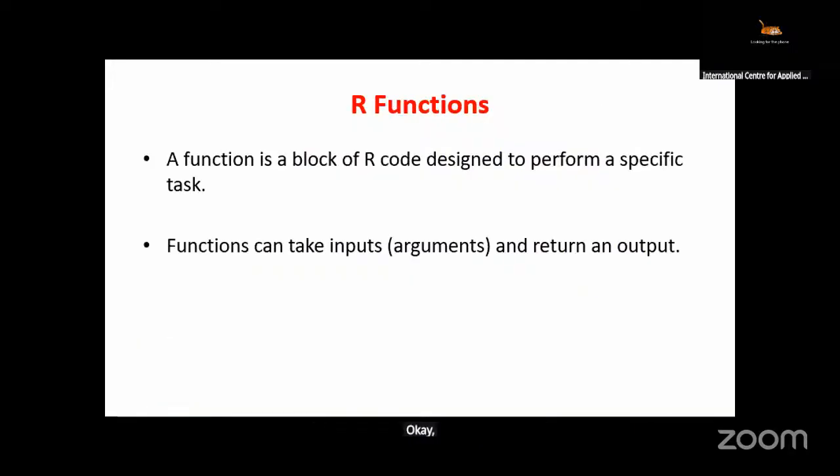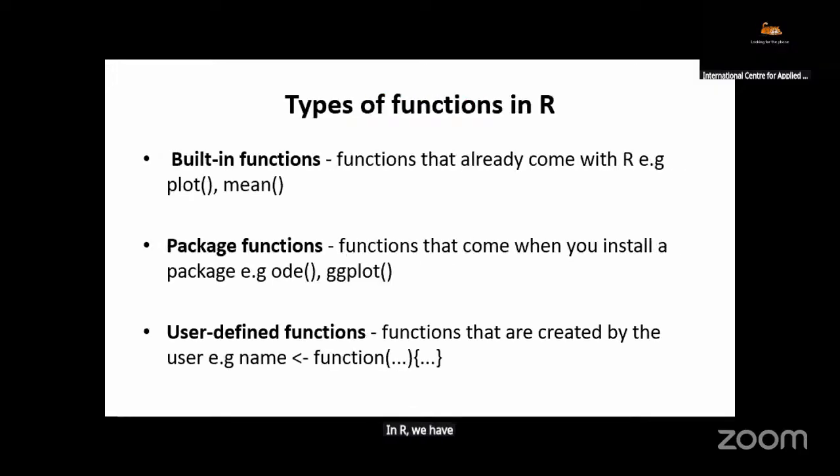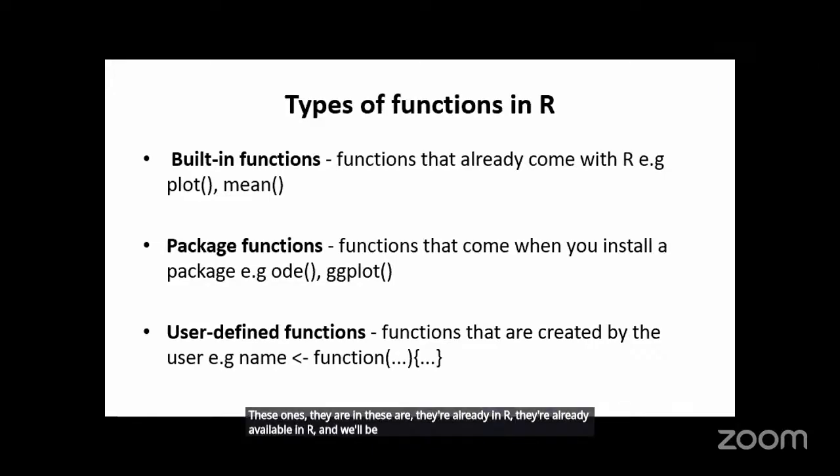Okay, so in R, a function is a block of R code that is designed to perform a specific task. Just like we mentioned earlier, functions take inputs, or what we call arguments, and return an output. Now in R, we have three main types of functions. Just like has been mentioned in the course of this workshop, we have the built-in functions. These ones are in base R. They're already available in R. And we've been using some of them over time.